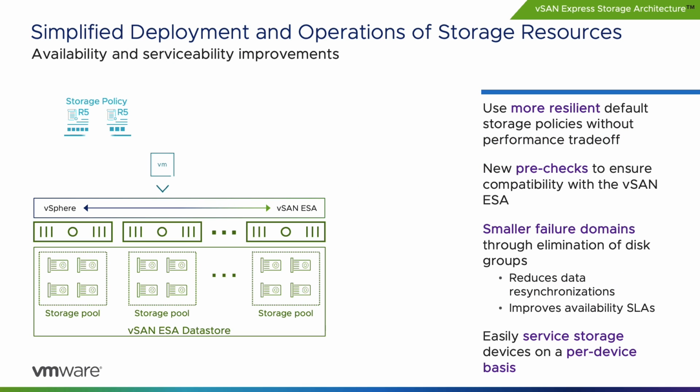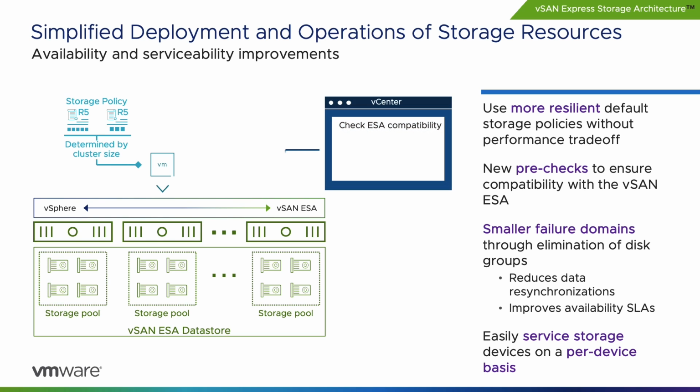The Express Storage architecture in vSAN 8 makes deployments and operations of vSAN easier and more flexible. Our storage policies will allow administrators to use more resilient and space-efficient data placement schemes with no compromise to performance. And since the ESA eliminates the concept of disk groups, we've reduced fault domains that will allow for less of an impact when a device failure occurs, and improve the serviceability of these devices. Pair these enhancements with additional checks to ensure that the ESA in vSAN 8 is running on approved hardware, and this will provide a simpler management experience for our vSAN customers.